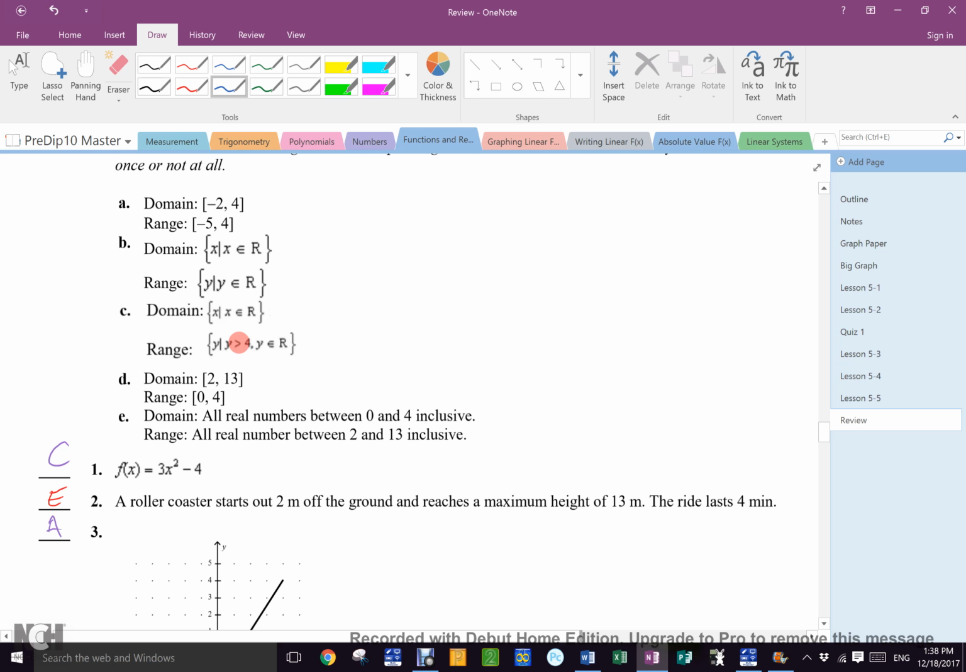But most of you guys said it was B because you said the range could be all real numbers. But it can't be. Because of that squared, you could never have a range value lower than -4. No matter what you do to x's, it's going to be positive once you square it. So this should have said y is greater than -4. It was missing the negative. If it had the negative, it was right.